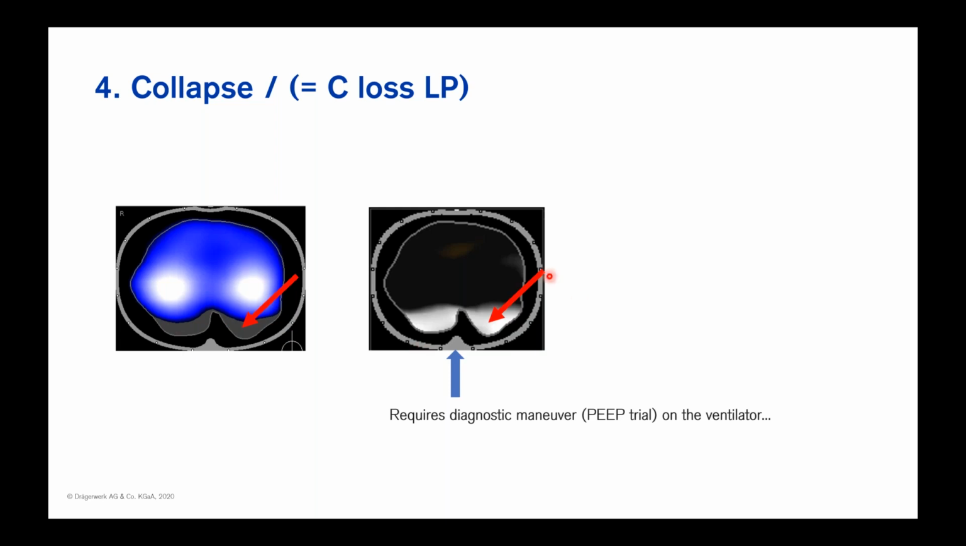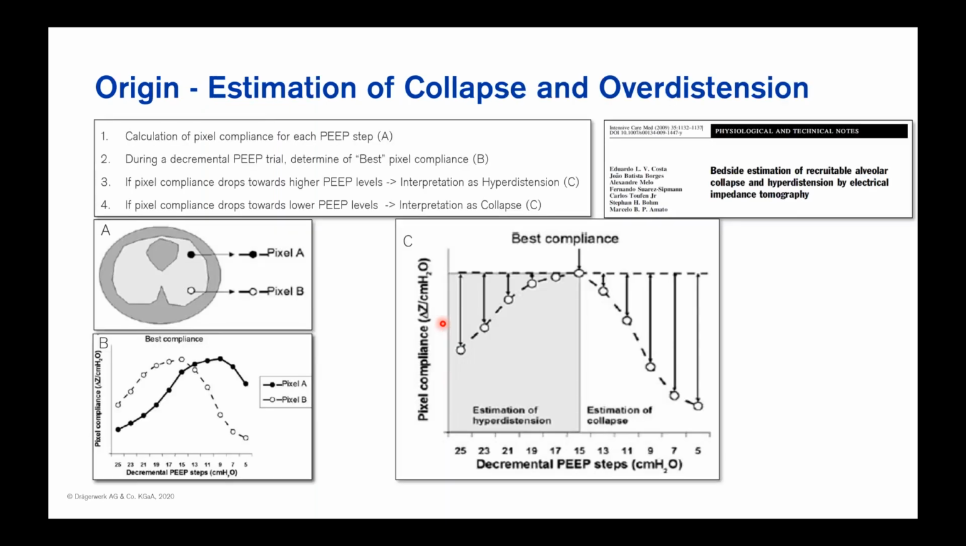And this concept with a change in lung compliance, depending on the PEEP settings, has been already described by a group from Brazil in 2009 already. And this publication, the title of it was Bedside Estimation of Recruitable Alveolar Collapse and Hyperdistension. And the concept is that you have to apply a PEEP trial with at least 3 PEEP steps, in the best case at least 5. And then you're looking at each pixel and determining the maximum compliance that you have found in the PEEP trial.